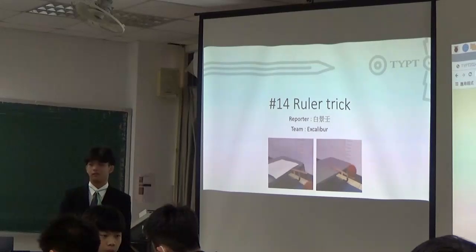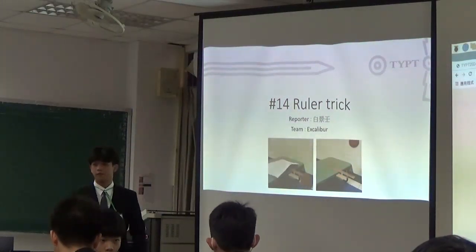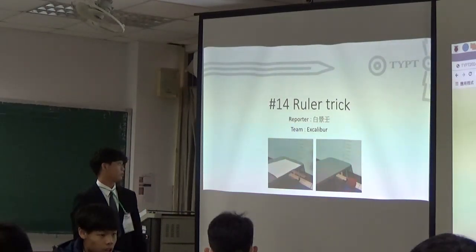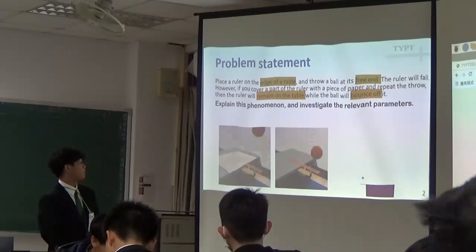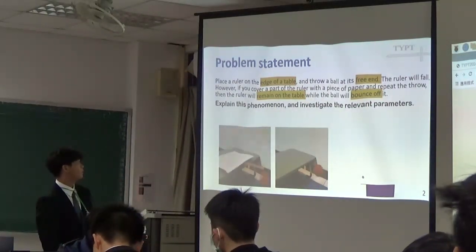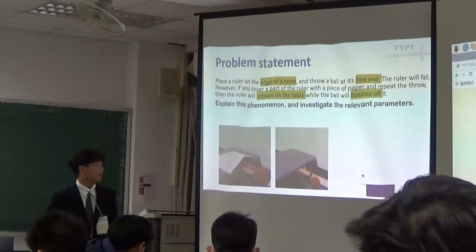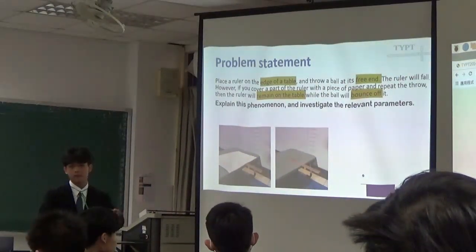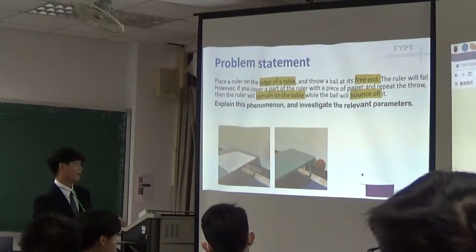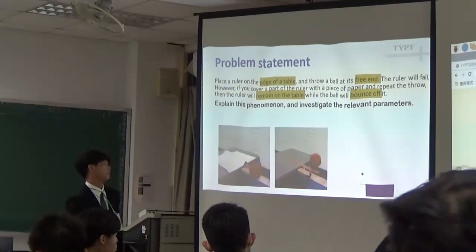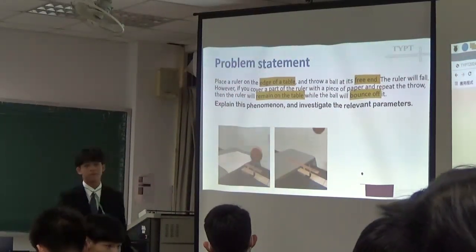Begin with your report. Okay. Honorable judges and fellow competitors, this is the reporter from Team Salver. Today I want to report on problem 14, ruler trick. The problem statement presents that when we place a ruler on the edge of the table and throw a ball on it, the ruler will fall. However, if we cover it with a piece of paper and throw a ball again, the ruler will remain on the table when the ball bounces on it. So our goal is to explain this phenomenon and investigate the relevant parameters.